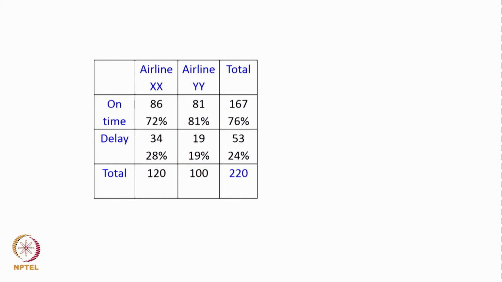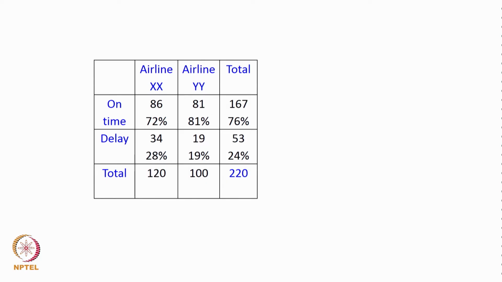In this lecture, we continue the discussion on association between categorical variables. We were looking at this example in the previous lecture. We look at one set of variables, which is on-time departure and delay in departure, and we have two airlines, let us say we call them XX and YY. This is the contingency table that explains this.